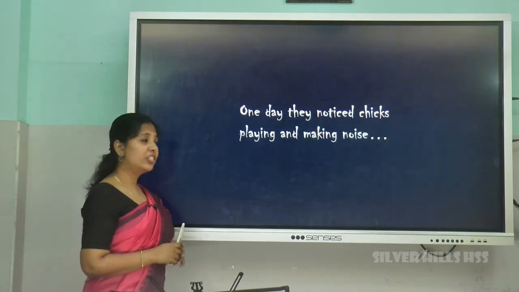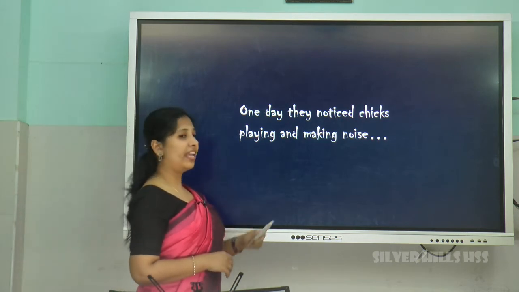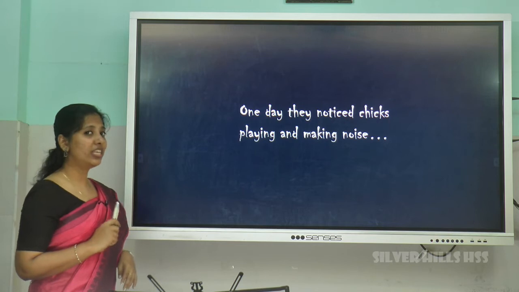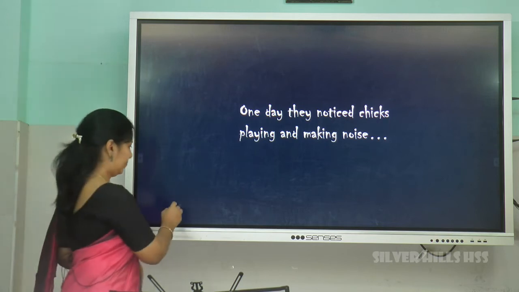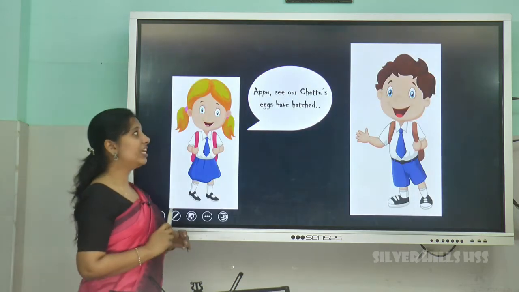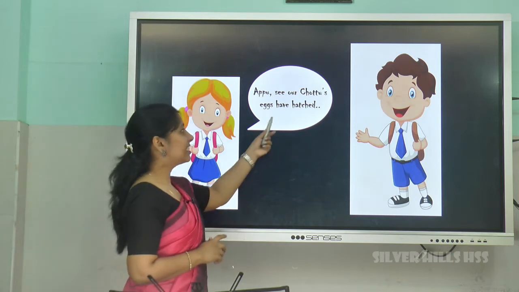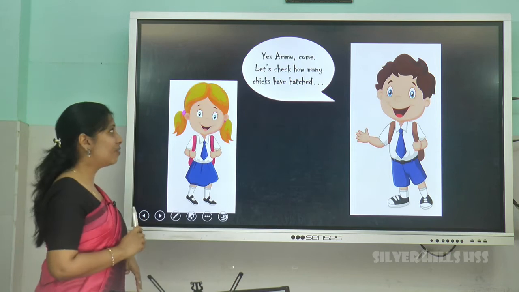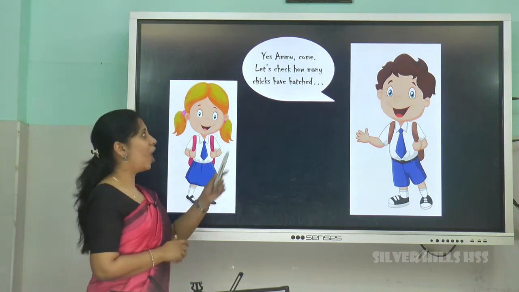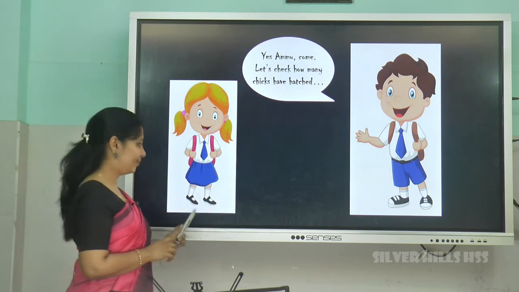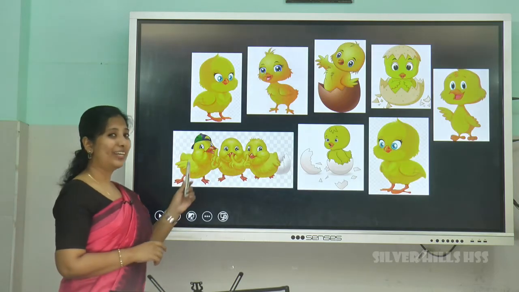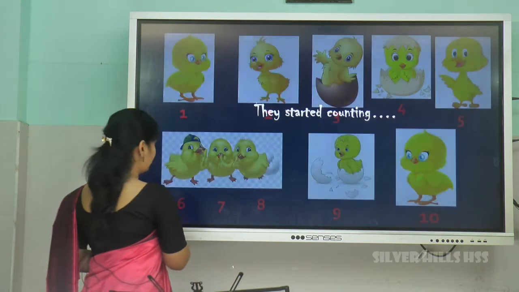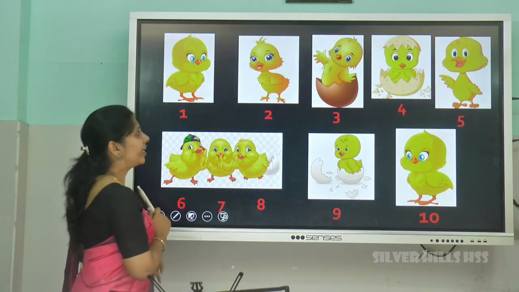One day, the children noticed chicks playing and making noise. So, they were eager to see the chicks also. Appu, see, our Chotu's eggs have hatched, told Ammu. Yes, Ammu, come let's check how many chicks have hatched. See, beautiful chicks, right? Let's count.